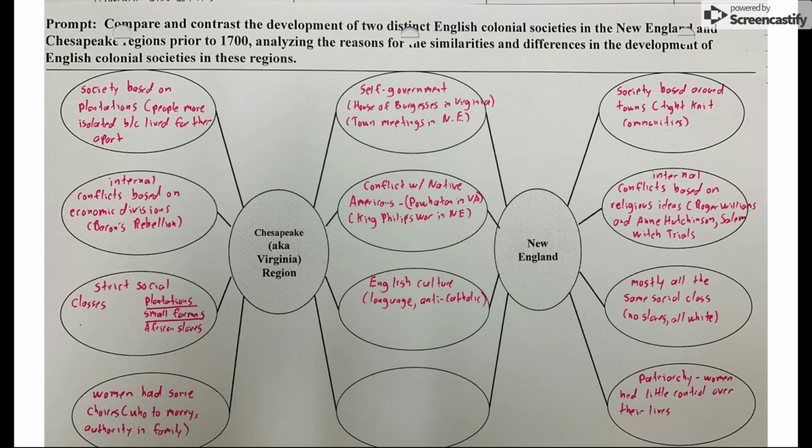So we were asked to compare and contrast the two regions, the Chesapeake region, which is Virginia, kind of in the south, and the New England region, which is kind of in the north. The prompt at the top here is asking to compare and contrast the development of two English colonial societies. So this is the key here, societies. So we're looking at the big picture here of the societies and how they were set up and how they were similar and how they were different.